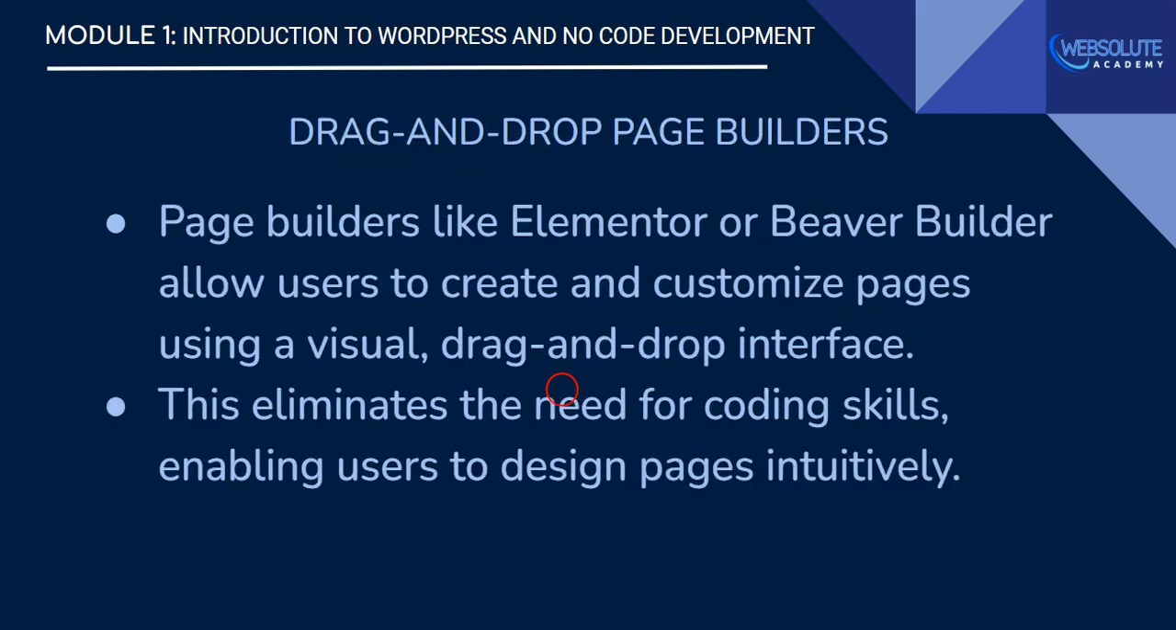Drag and drop page builders. In WordPress, you have page builders like Elementor, Beaver Builder, Thrive Architect, WP Bakery, and they allow users to create and customize pages using a visual drag and drop interface. All you need to do is drag whatever you need, and drop, and you see the effect instantly. It is a visual drag and drop interface. You see the changes in real time. It's not as if you will need to refresh or anything. You see the changes in real time, then you can preview in another tab.